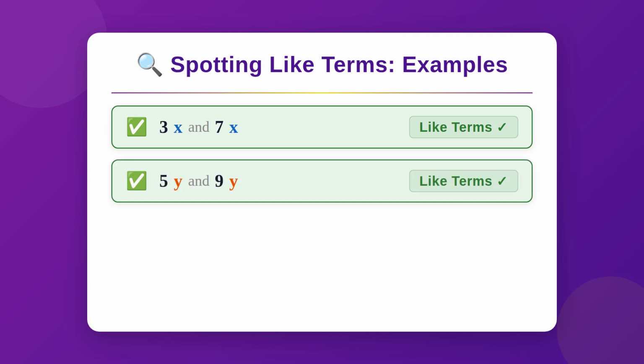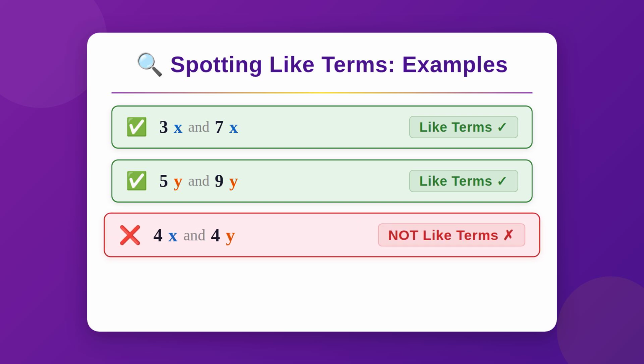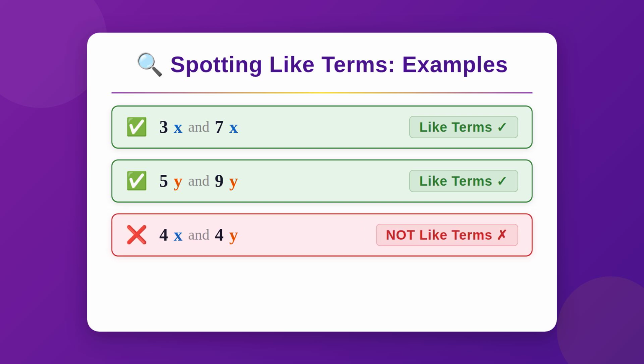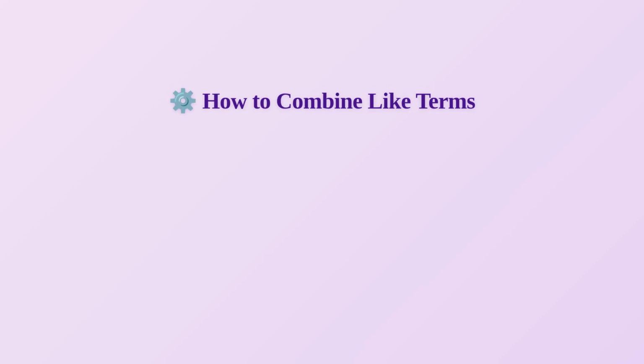Let's look at some examples so Marcus can start sorting his terms. 3x and 7x. Same variable, x. Those are like terms. Check mark. 5y and 9y. Both have y. Like terms. Check mark. But 4x and 4y. Wait, one has x and the other has y. Those are not like terms, even though the numbers in front are the same. And plain old numbers like 6 and 11, they're constants. And constants are always like terms with each other.